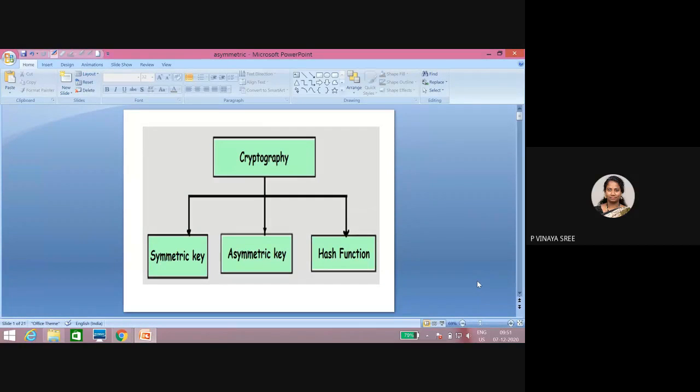Today we'll discuss public key cryptography. So before that, let me revise the previous topics. The last topic that we discussed was the Advanced Encryption Standard.